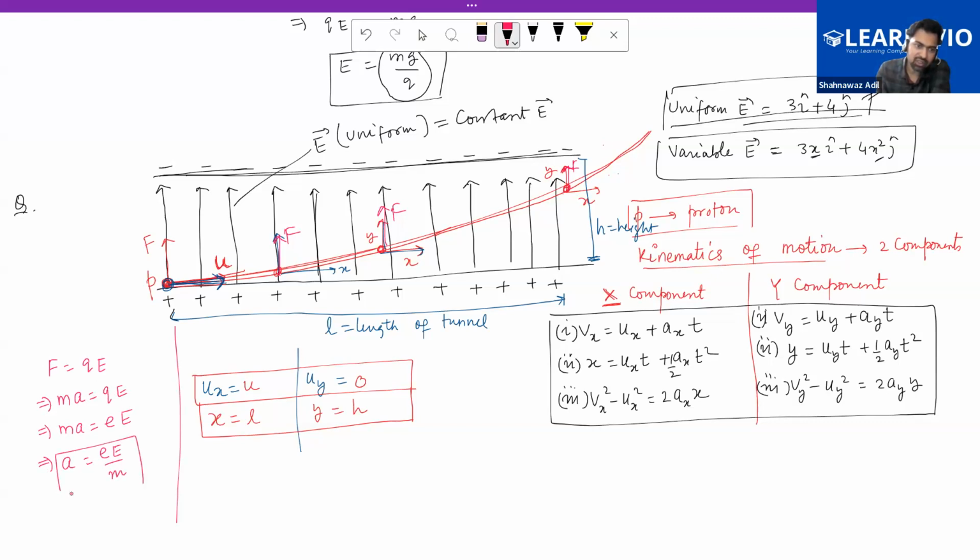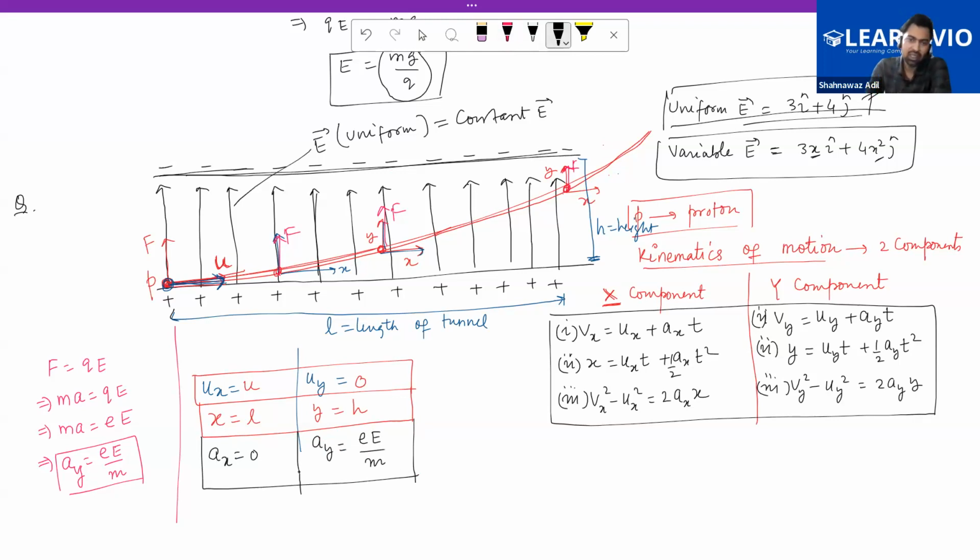And what is the direction of the acceleration? Upwards, because the force is upwards, so the direction of acceleration is the same. So this is upwards, which will be the Y component. And there is no force in the X direction. So we can say that AX is 0, AY is eE by m. Is it clear? Okay, so this part is done, and these are the only things that we will use.